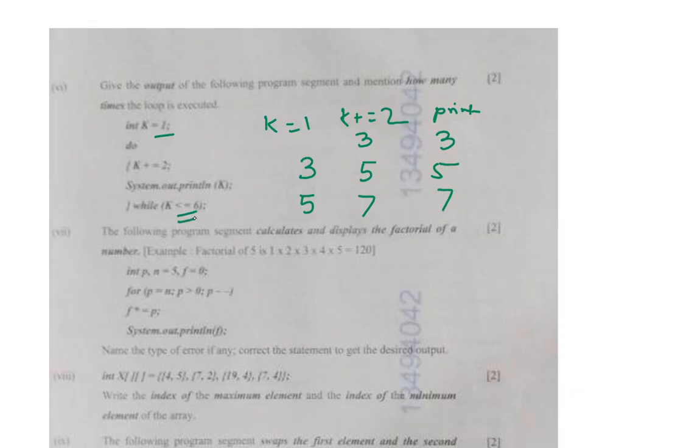Now, is this K less than or equal to 6? No, it has become 7. So how many times will the loop execute? 1, 2, 3. 3 times the loop will execute. And what is the output? This entire thing, 3, 5, 7, is my output.